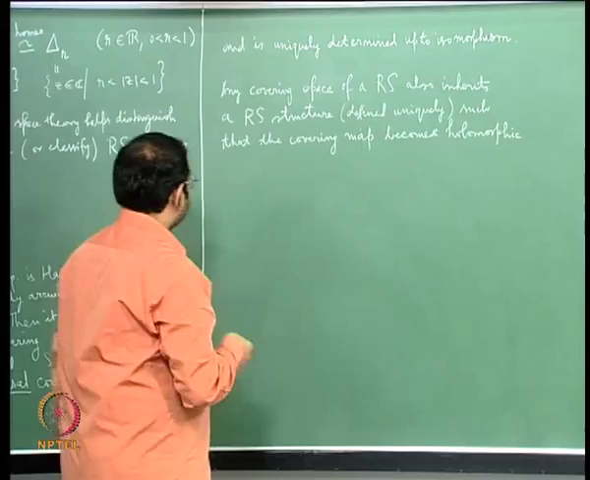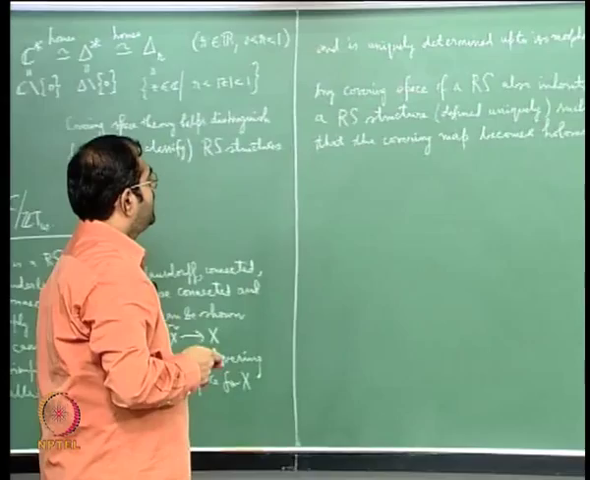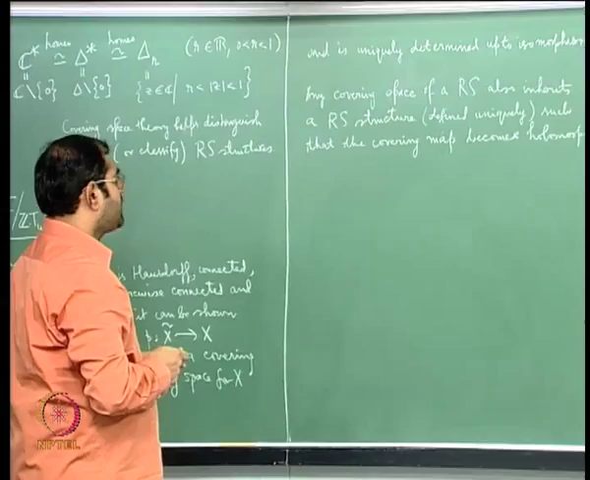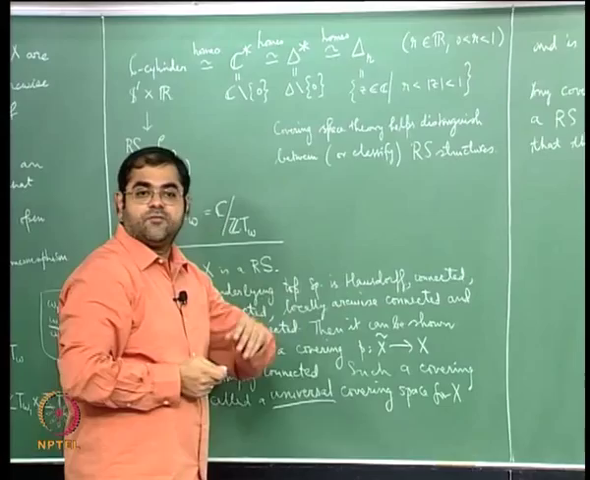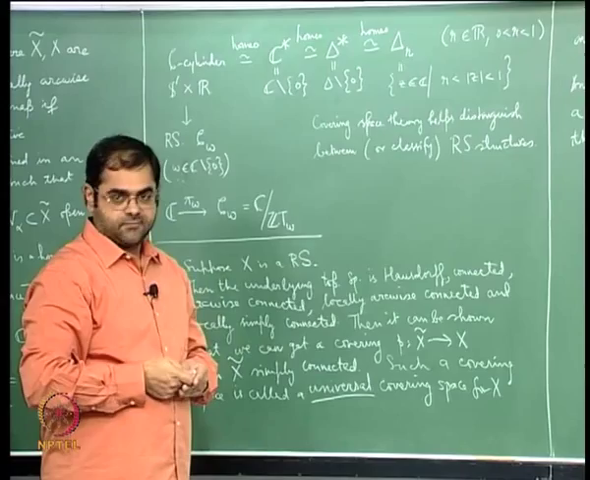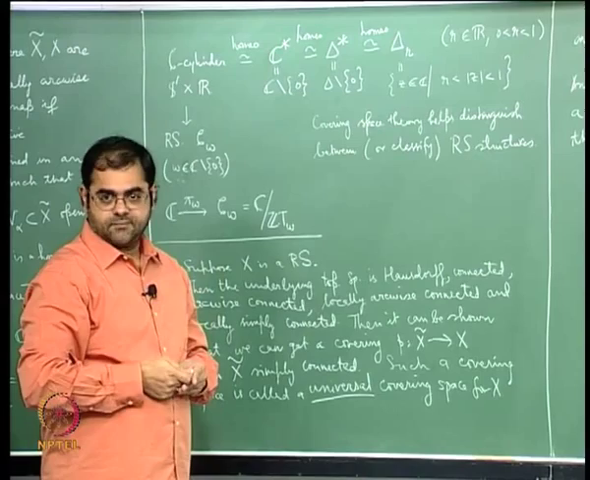So here I have said that any covering space of a Riemann surface also inherits a Riemann surface structure such that the covering map becomes holomorphic. So in particular, if I take the universal covering space for this Riemann surface, then the universal covering space will also become a Riemann surface, okay. But now what is the point?